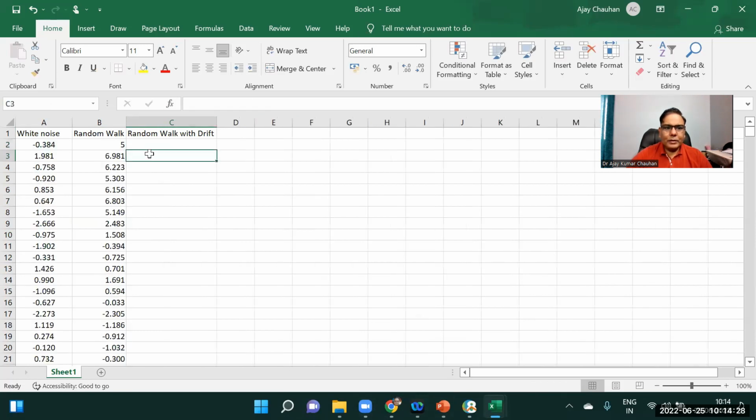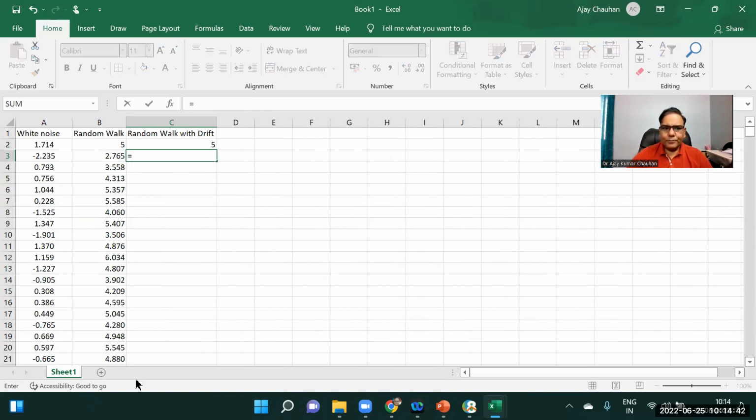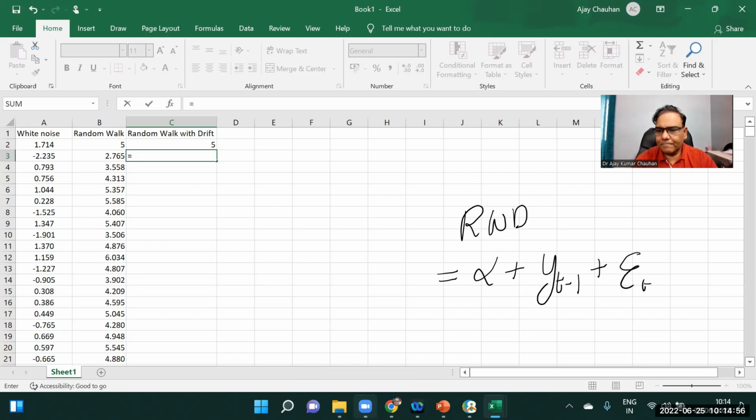So let's say the price value is 5, and I'm just adding a momentum of 0.05. So what is the equation? Let me write the equation first. Random walk with drift is equal to alpha plus yt minus 1 plus et. This is the equation of random walk with drift.